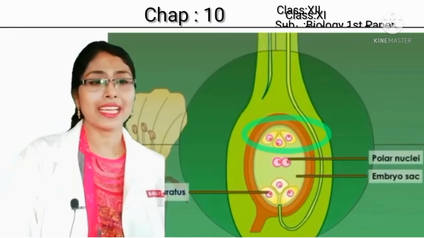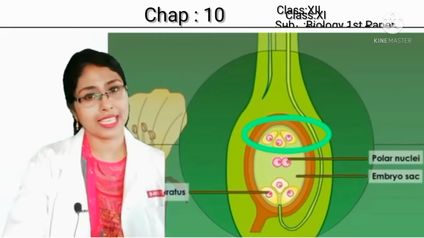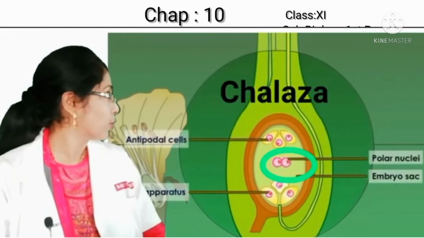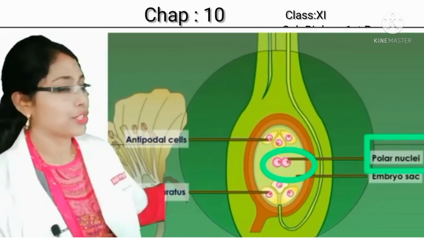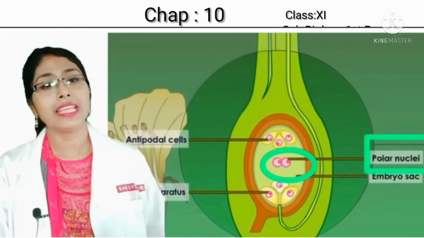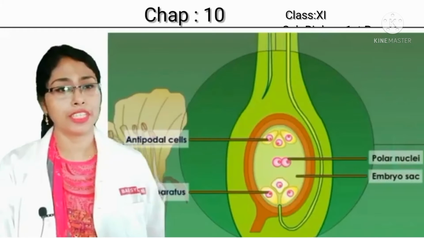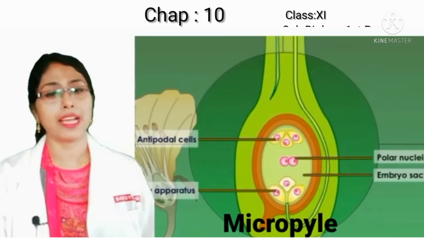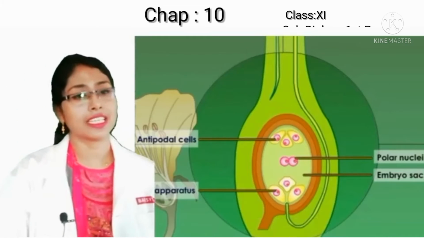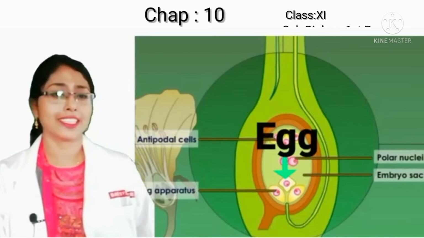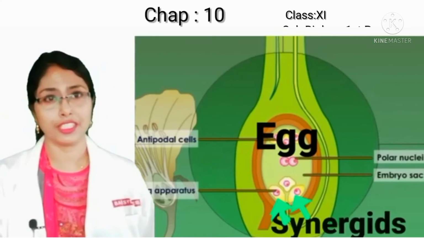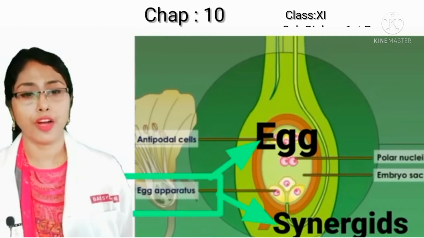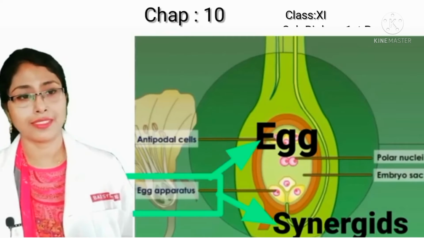The embryo sac has 3 cells towards chalaza. These cells are known as antipodals. There are 2 nuclei in the middle called the polar nuclei. 3 cells are towards the micropyle. The middle larger cell is known as egg and the small cells are called the synergids. The egg and the 2 synergids form the egg apparatus.